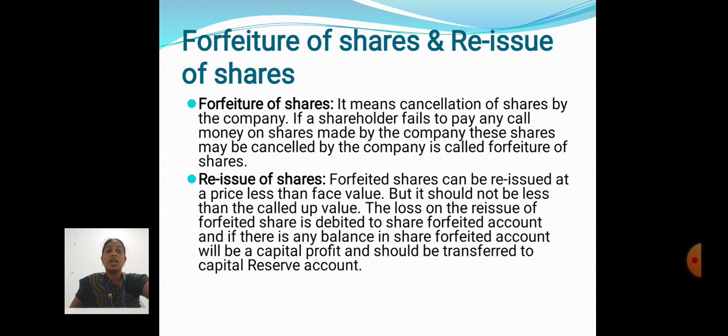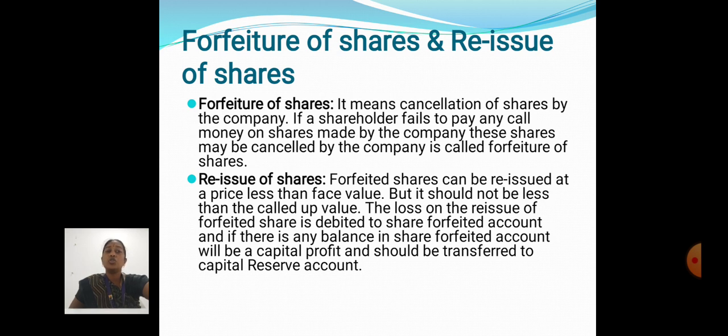Forfeiture of shares means cancellation of shares by the company. If a shareholder fails to pay any call money on shares made by the company, the shares may be cancelled by the company, which is called the forfeiture of shares. Next one, reissue of shares. Forfeited shares can be reissued at a price less than face value. It should not be less than the called up value.